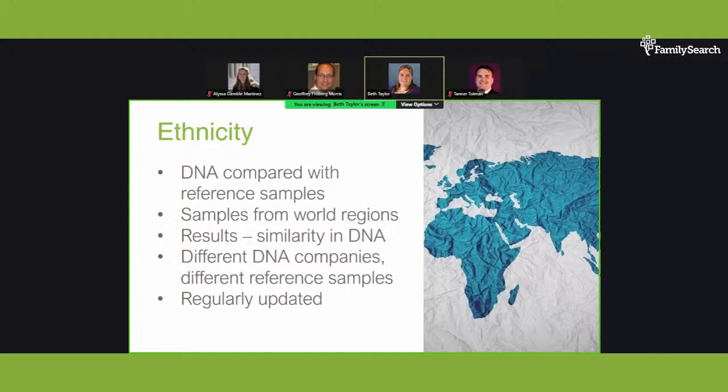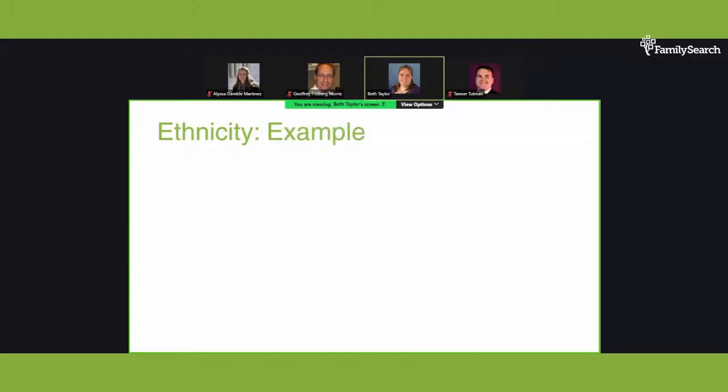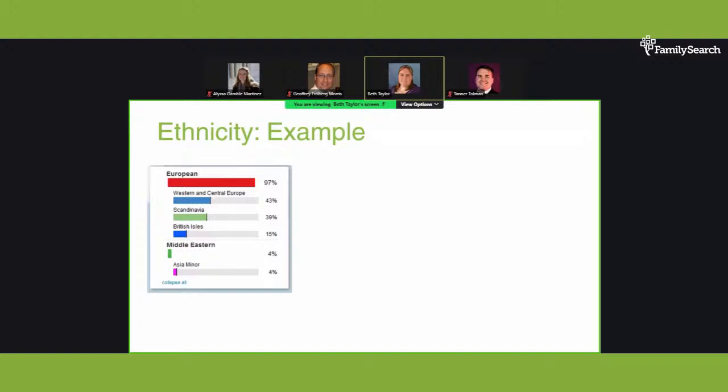They're improving, so kind of watch for that. So let's take a look at an example. This is actually my ethnicity. So here's what my DNA looks like. It says I'm 97% European and 4% Middle Eastern. I'm very impressed I managed to be 101%. I'm not sure how that happened.